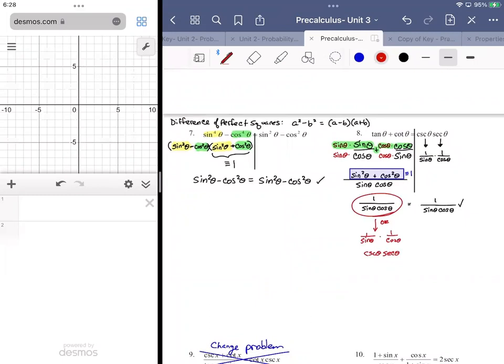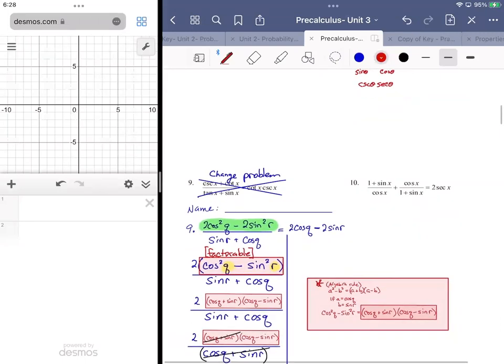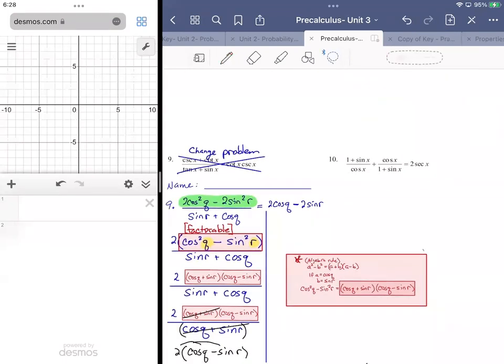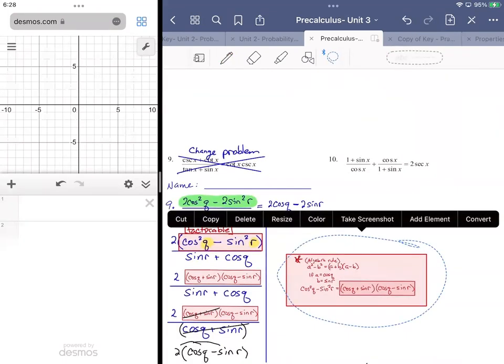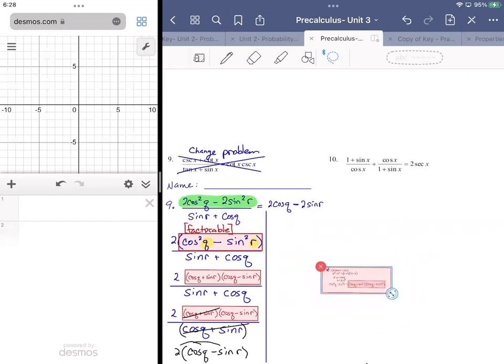So we did number 9 together, or some variation of number 9 together. Then number 10, good looking problem right there. I'm just going to shrink down this algebraic rule here, just so I have some space.